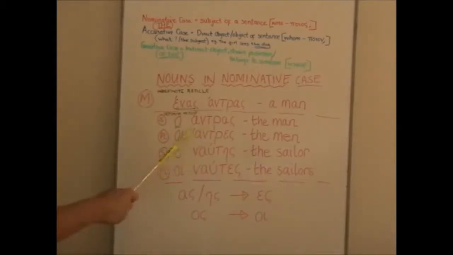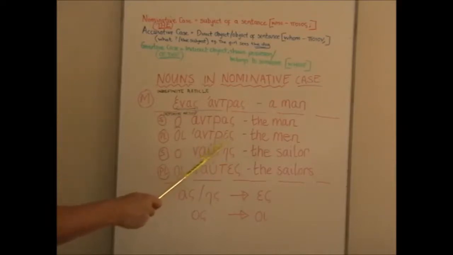So you could start a sentence, the man and the woman. So already we're building a sentence, but we're doing the masculine first. O andras, the man, and you will go on to finish your sentence. So in plural, for masculine nominative, we change the o into i. So we say i andres.